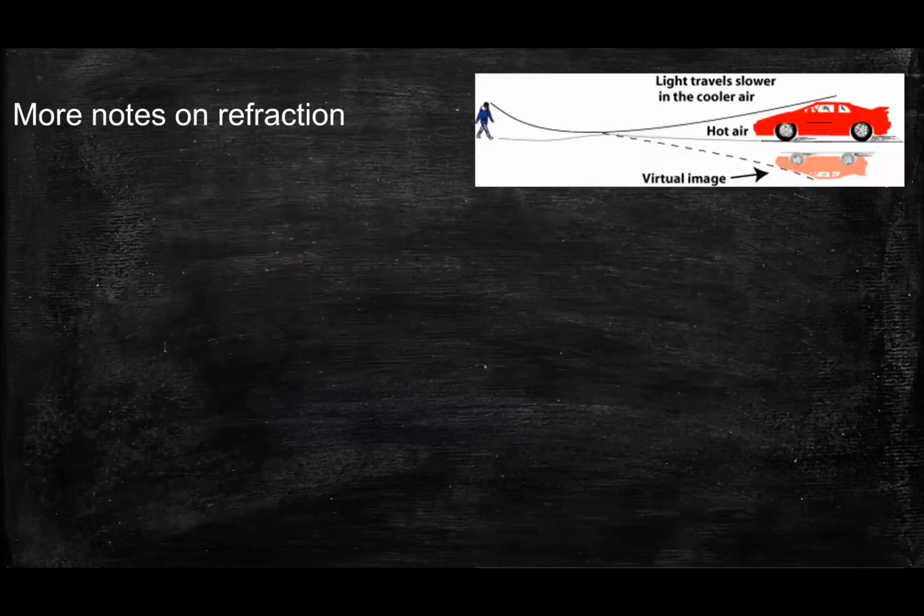Another case where you'll see some of the effects of refraction is, for example, on a hot day when you're traveling and you can see a mirage up ahead. A mirage is that virtual image or reflection that you see on the road. It looks like a puddle of water on the road, and it reflects some of the sky and some of the trees in the area. And that's all because of refraction.